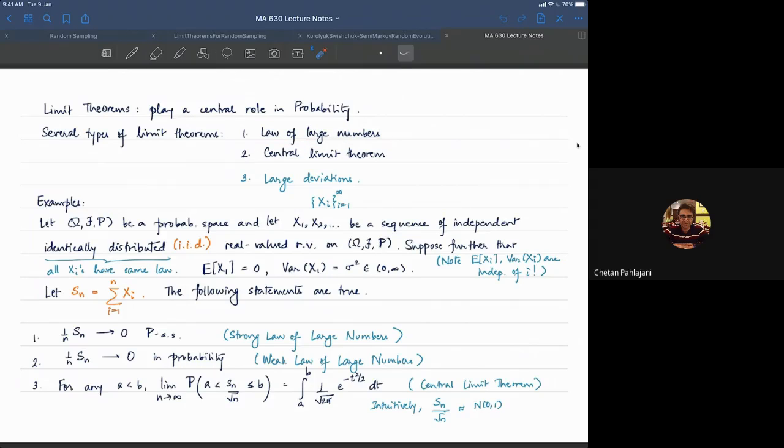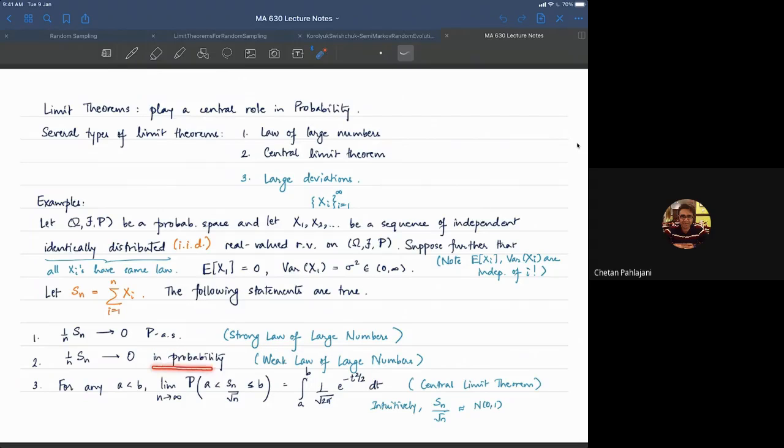Law of large numbers would say something like this: if I add n independent IID random variables and divide by n, as n goes to infinity, this will converge to the mean almost surely. That would be a strong law of large numbers.